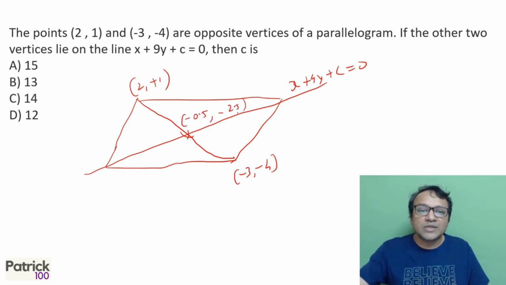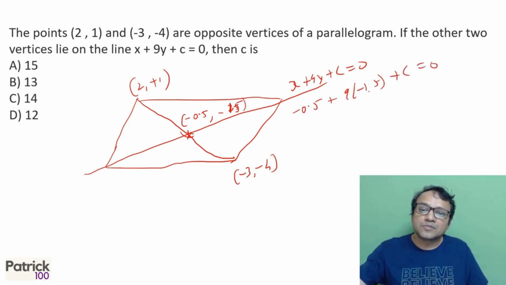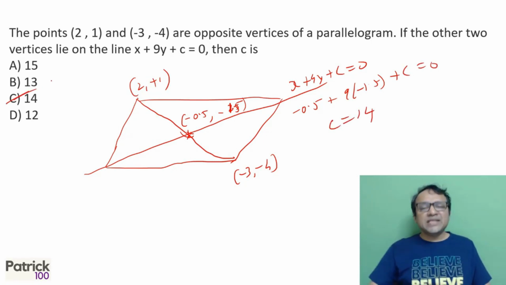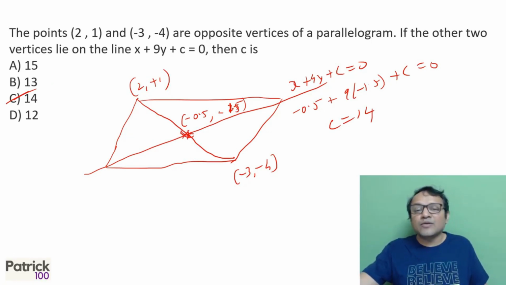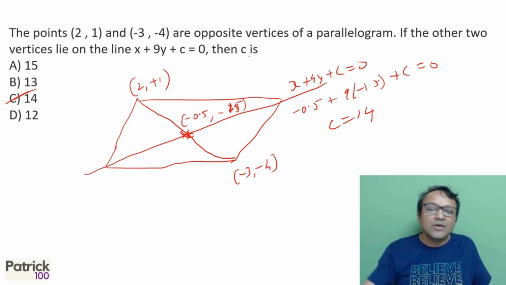Sorry, plus 1 it is. So minus 0.5, minus 1.5. Substitute in this equation because this point has to satisfy the equation. So minus 0.5 plus 9 into minus 1.5 plus c. You'll get c equal to 14, which is the answer. So basically the midpoints of the diagonals of a parallelogram are at the same point. Based on that, you can substitute a midpoint in the equation of a line which should satisfy. From there you get c equal to 14. That will be the answer.